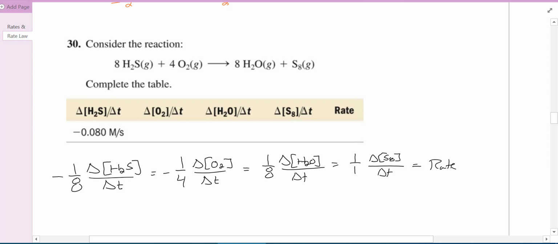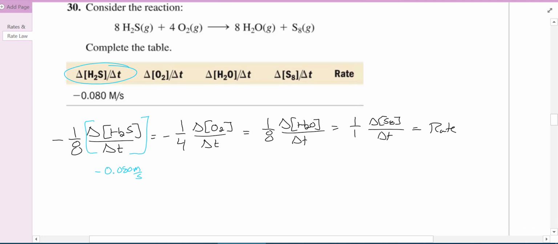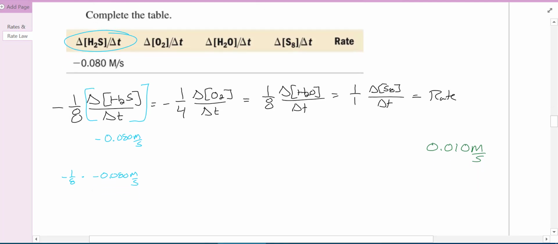Now I know what H2S is, so this number is negative 0.080 molarity per second. If I know that, I can take negative 1/8 times negative 0.080. That would be 0.010 molarity per second. Alright, so if I know that, now we can do the rest of them. Pretty straightforward.